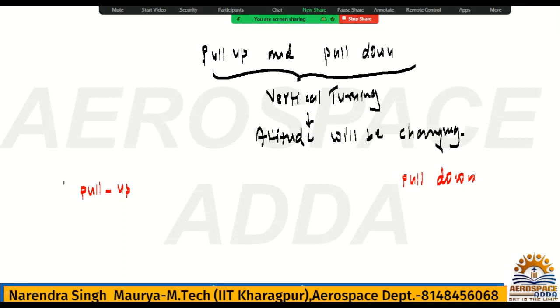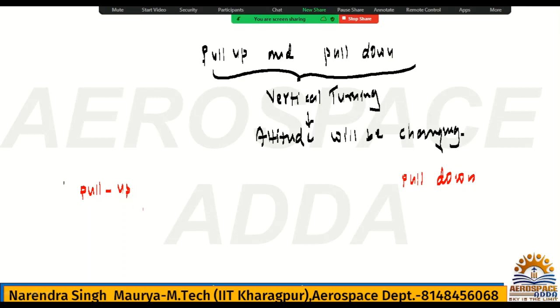All right. And in both cases, what is the common thing happening? That altitude is not constant in both cases. Doesn't matter whether it is pull up or pull down, in both cases the altitude is not constant. In one it is going to increase, pull up, and in another it is going to decrease. Simple. Yes or no?